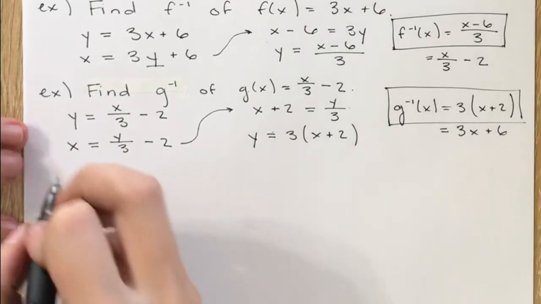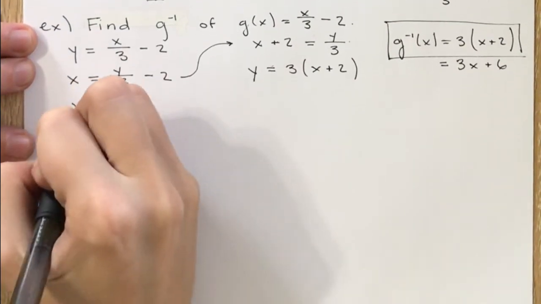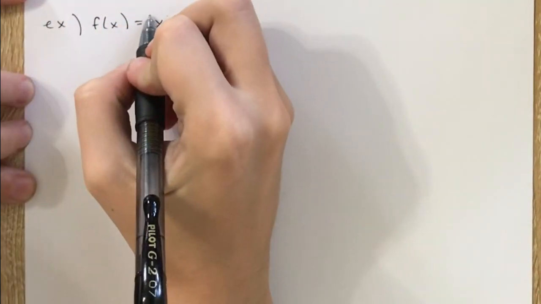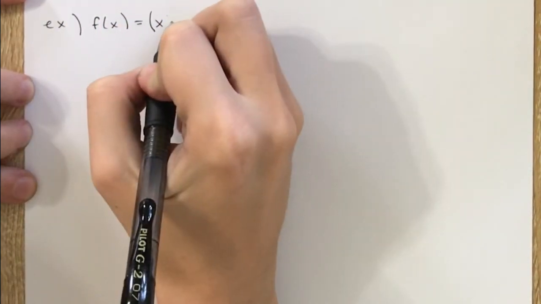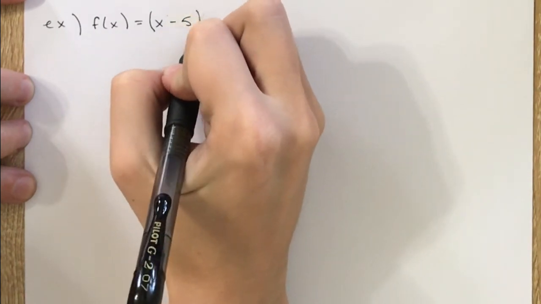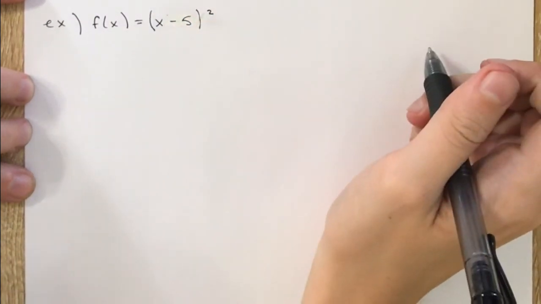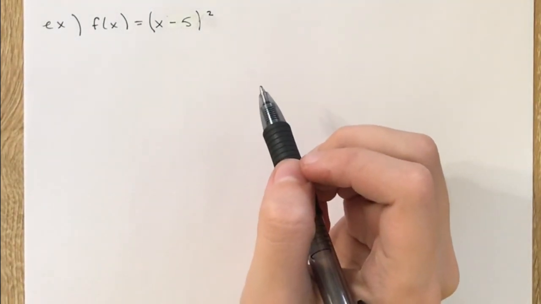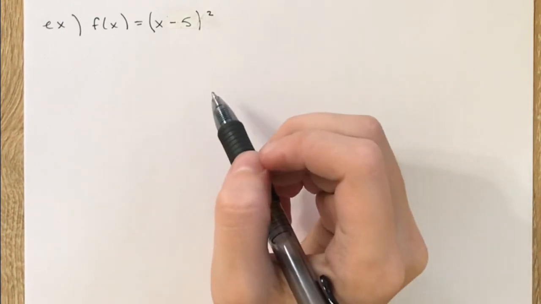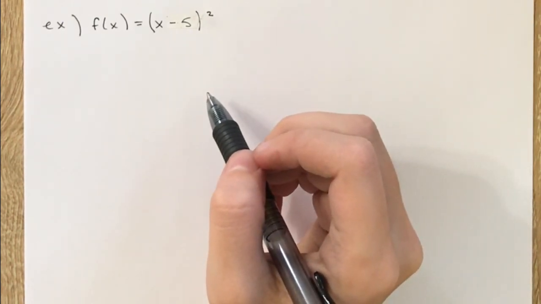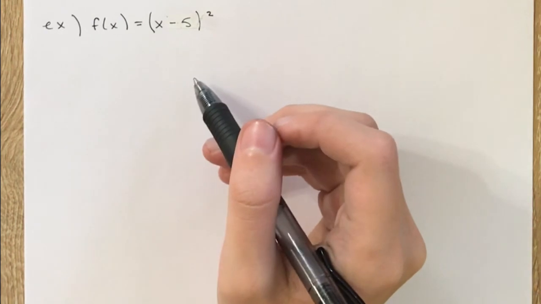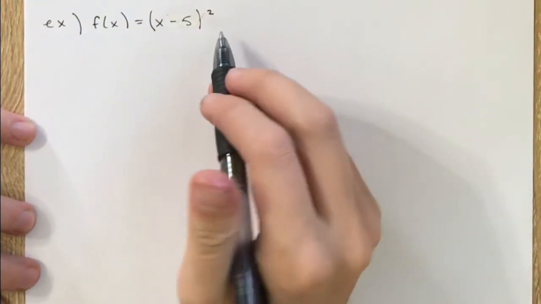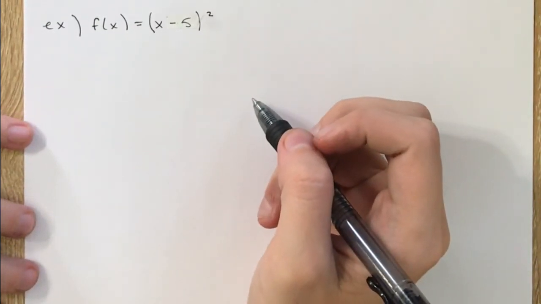All right, let's find f inverse of f of x equals, okay, let's say I have x minus 5 squared. Now, is this guy one-to-one? One-to-one means we pass the horizontal and vertical line tests. It's definitely a function, so we pass the vertical line test, but do we pass the horizontal line test? No, quadratics on their own do not pass the horizontal line test.